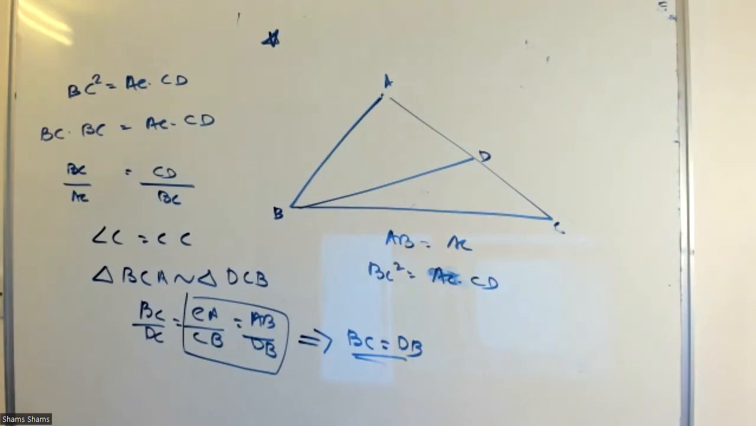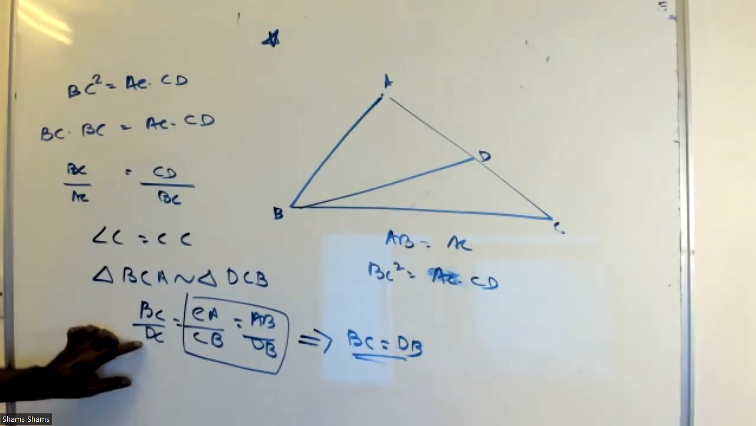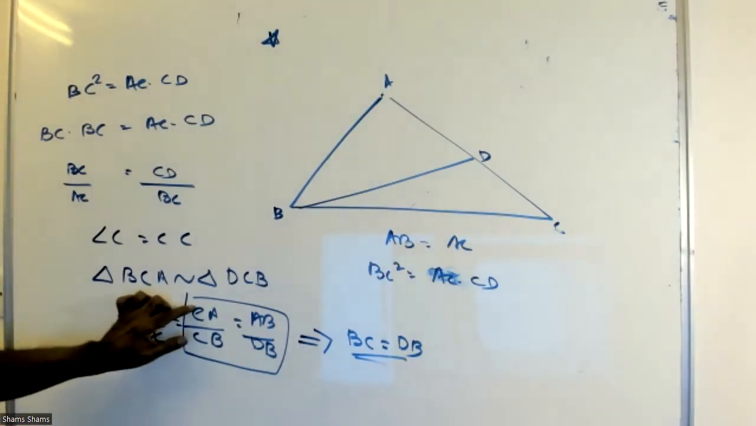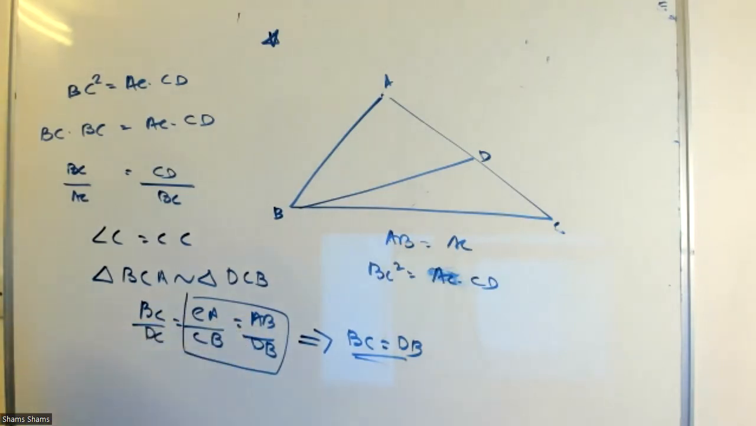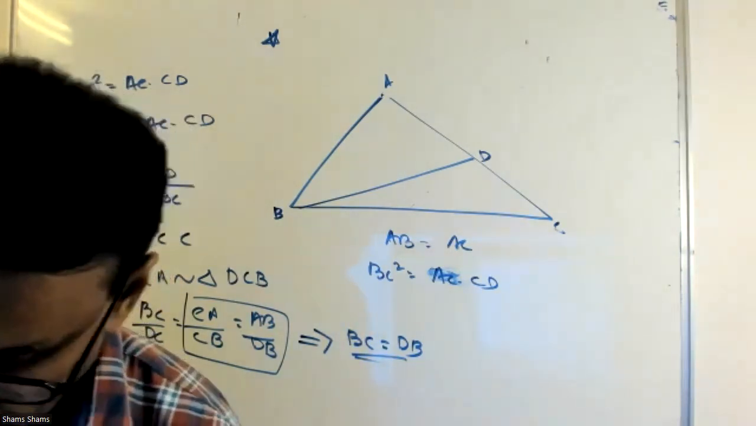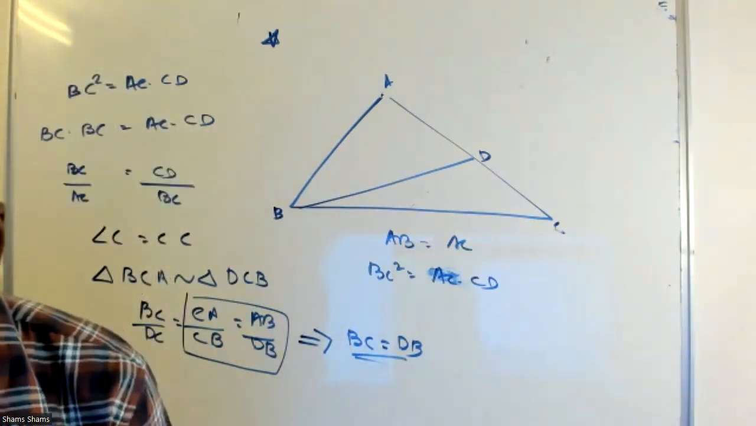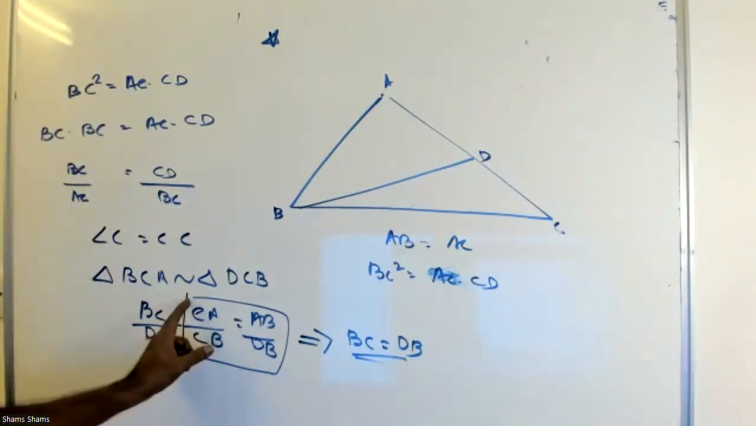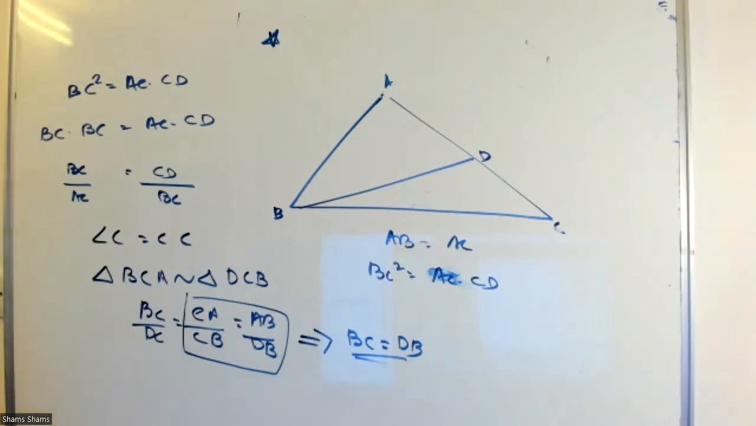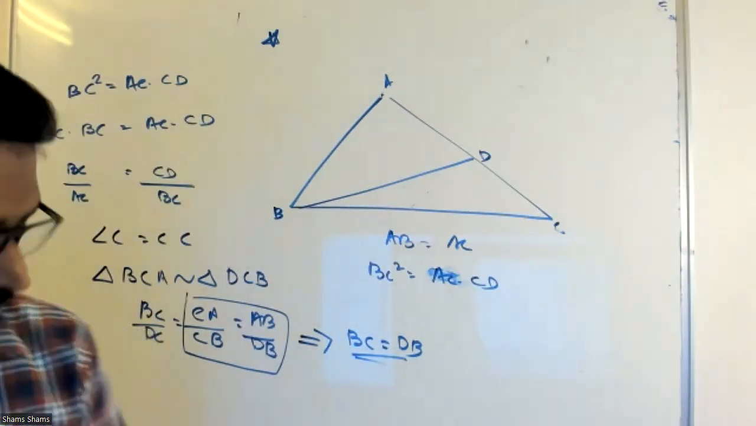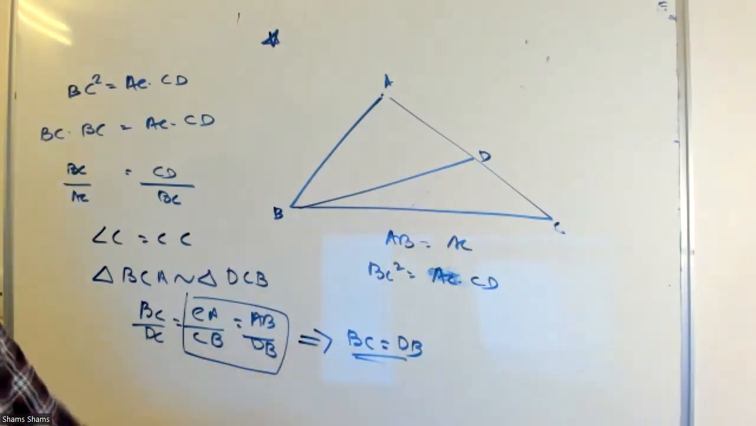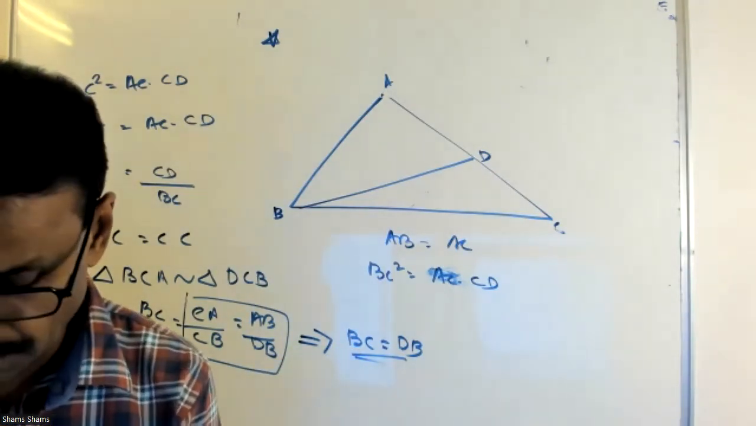Hence, BC by DC equal to CA by CB equal to AB by DB. In similar triangles, corresponding sides are proportional. Then take this only. Since AB equal to AC, we get BC equal to DB.